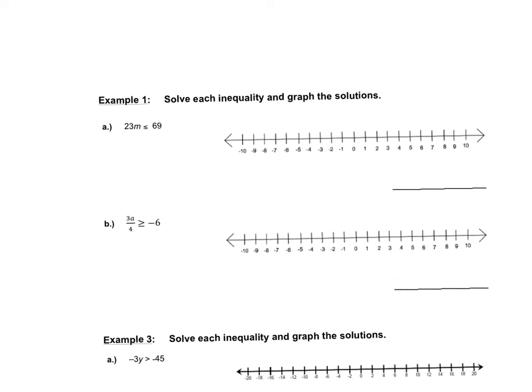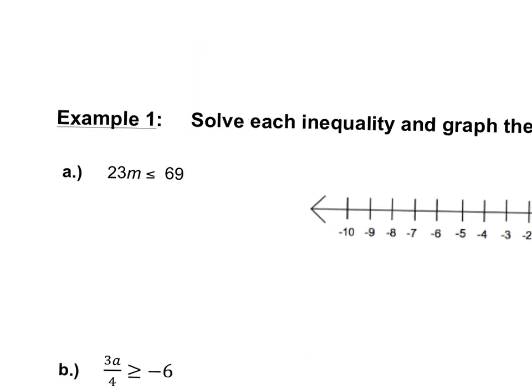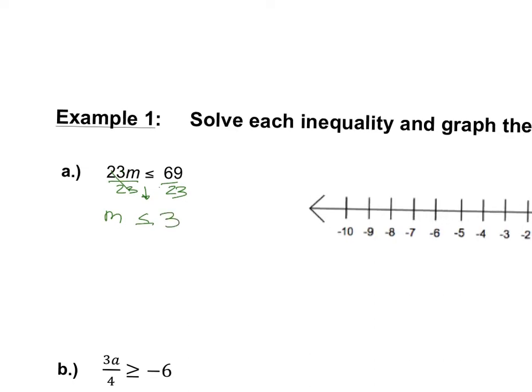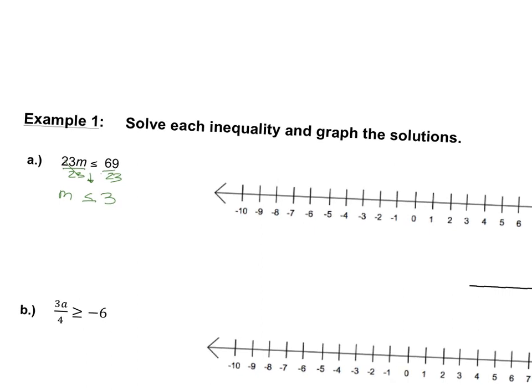So in this case, if I am going to solve, I'm going to follow the same steps as normal. I am going to divide by 23. Notice I'm dividing by a positive, and so that's not going to do anything to the symbol. Divide by 23, divide by 23. You get m is less than or equal to, and 69 divided by 23 is 3. The symbol did not flip because you didn't divide by a negative. You go to 3 on the number line. It's a closed circle because it's or equal to, and less than shades to the left.